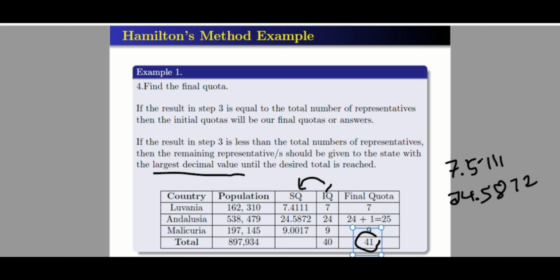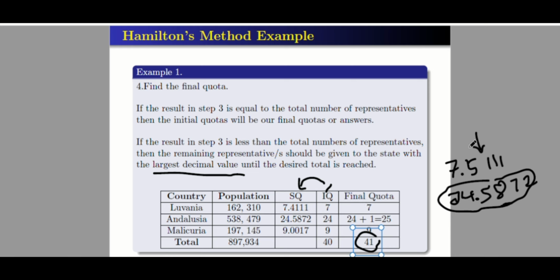Of course, both of them have the same tens place, the first decimal place. If that is the case, then move to the next decimal place. So we have now 1 and 8. Of course 8 is larger, so we will choose this one. Again, it's still Andalusia.